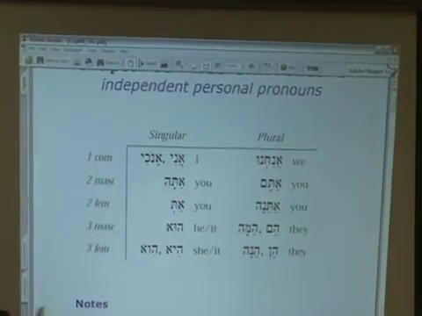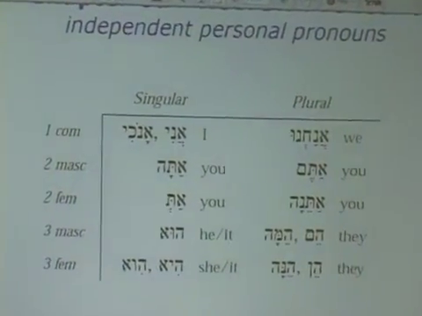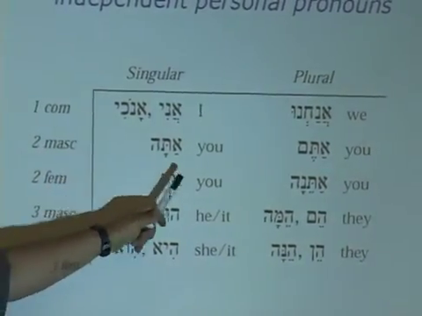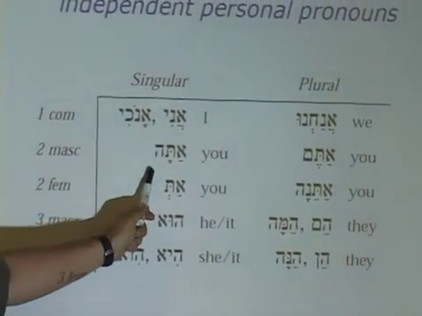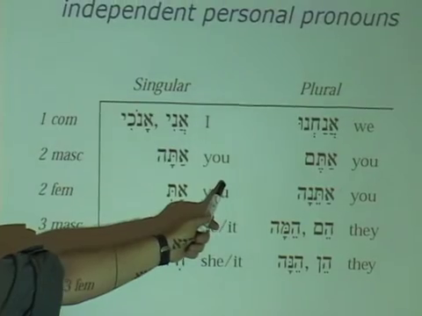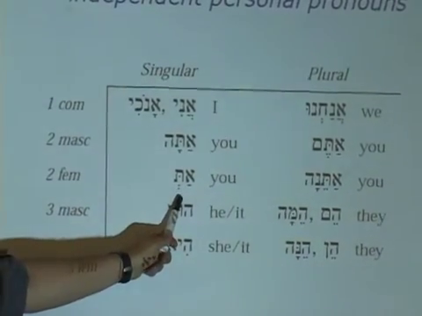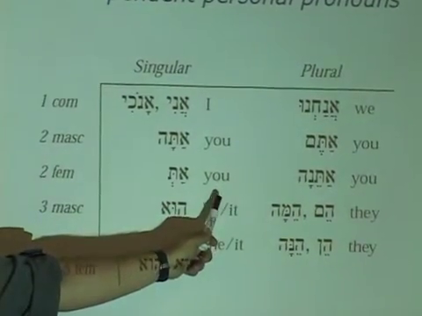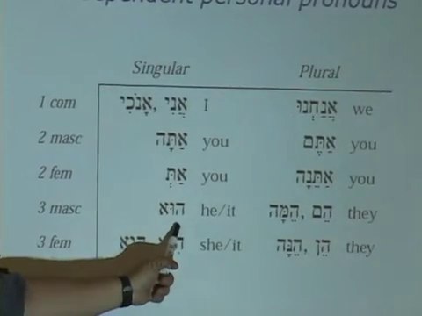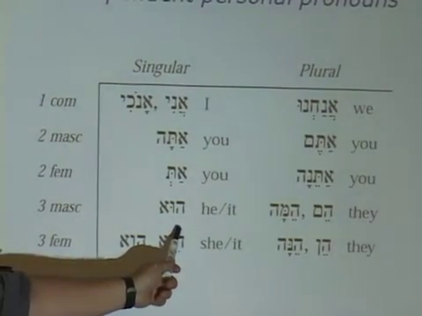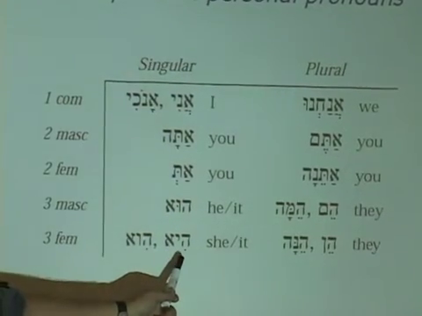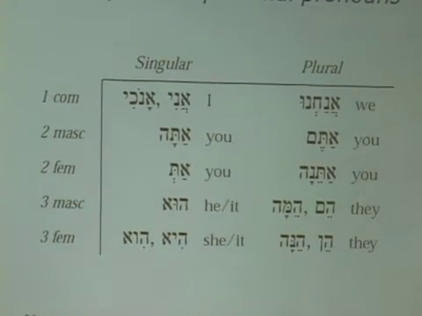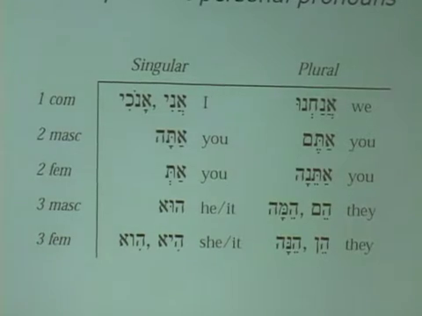Ani or anochi means I. Altogether, ani, anochi, I. Second masculine means you. Atah, you. That's singular, you. At, you, feminine. And then hu will actually mean he or it. And hi will mean she or it. Hu? Hi? He? She. So that's a nice wordplay there.